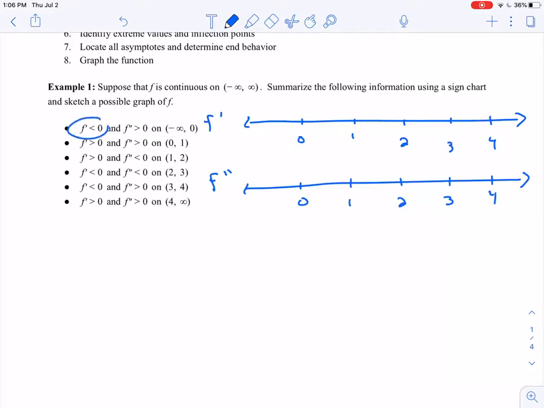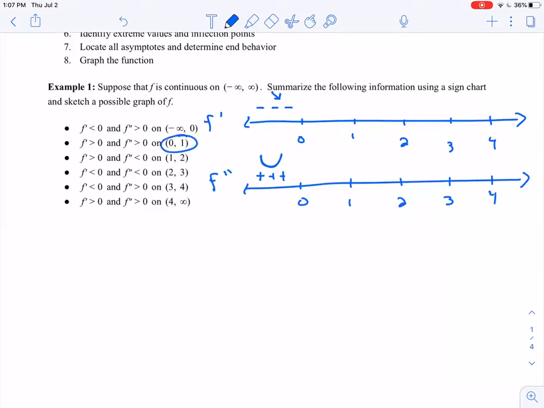Well, what do I know? f prime is less than 0. So my first derivative is negative. So I'm going to make a note of that. My first derivative is negative, means my function is decreasing, and f double prime is greater than 0. My second derivative is positive, which means that my function is concave upward. And I'm just going to continue to fill out as much of these number lines as I can.